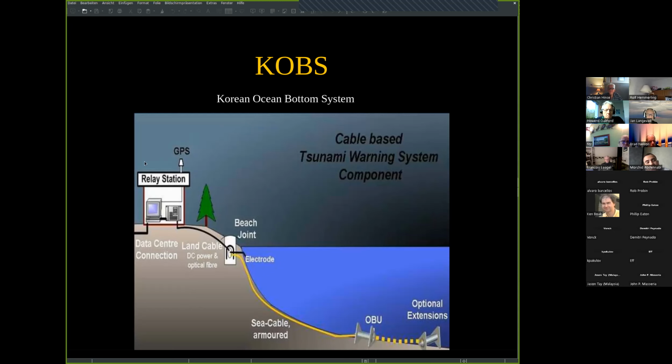There was a meteorological station on the island, and that kept all the equipment on land that was necessary to operate the system. Then there was a land cable to a beach hole, and in the beach hole, the land cable was coupled to the underwater cable to connect to the ocean bottom unit, as we called it, that had the electronics and the sensors.